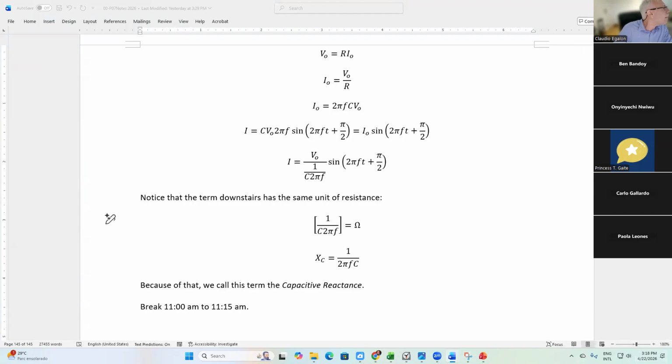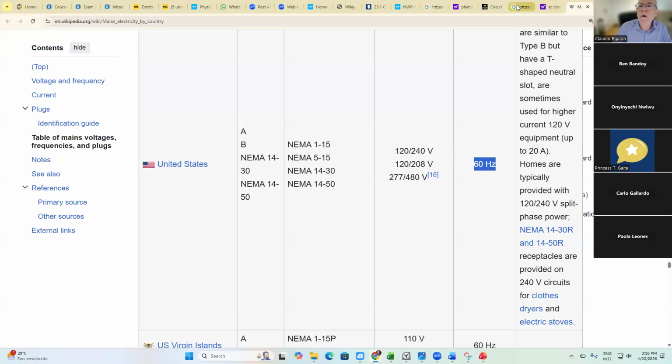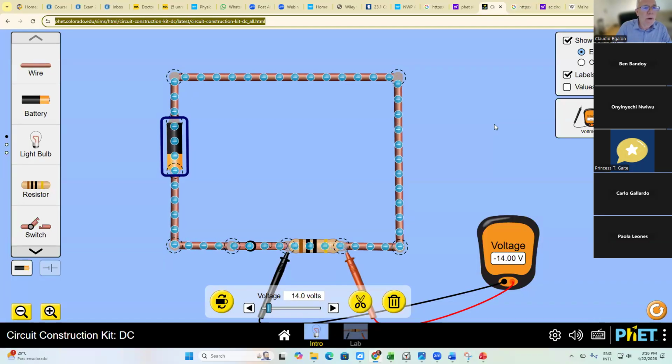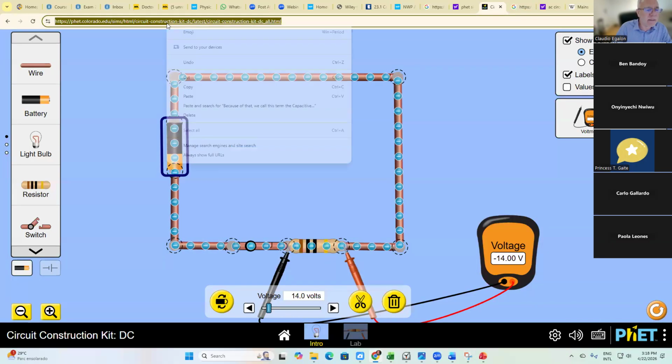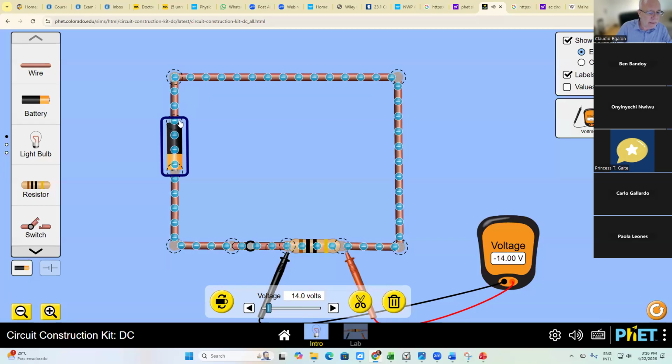Let's take a look here, lab number 4. The simulation is already here for you. Why don't you access this link? Go ahead, access this link and play a little bit with the simulator. Notice that we can increase and decrease the voltage of the power supply, the battery. When we increase the voltage of the battery, the current increases.